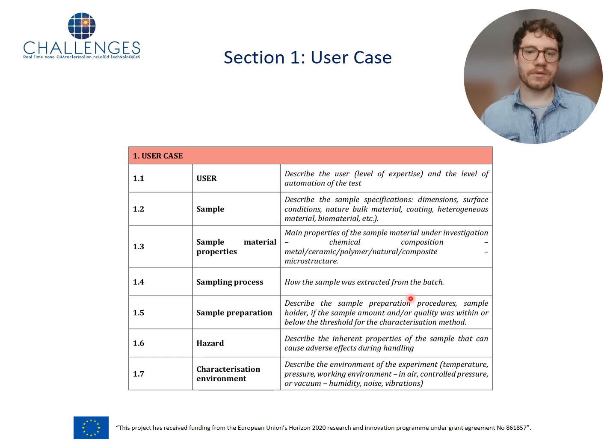before the experiment was started, also, if applicable, how the sample was prepared, maybe synthesized from different samples, which are the hazards, potential hazards involved in handling the sample, for example, the toxicity, and in the end, what was the environment used to characterize the sample. So was it characterized in a vacuum, in an inert atmosphere, or ambient air?